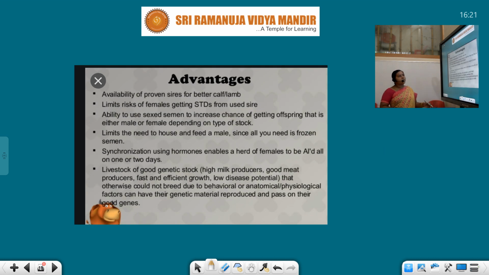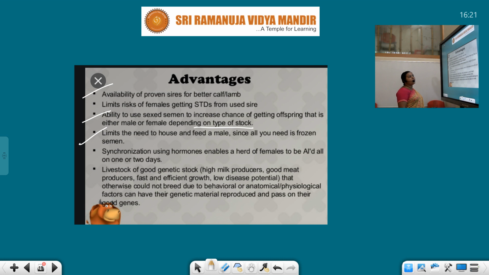This is artificial insemination, students, and let us see the advantages of it. The availability of proven sires is better. It limits the risk of the female getting STDs from the used sire, and gives the ability to use sexed semen to increase the chance of getting offspring that are either male or female, depending on the type of the stock.